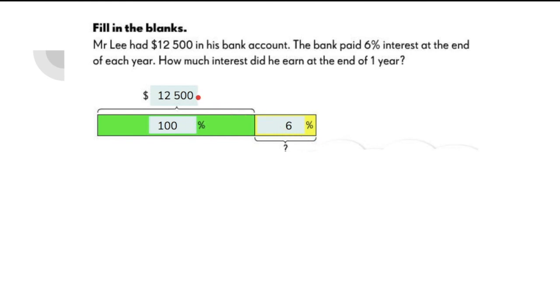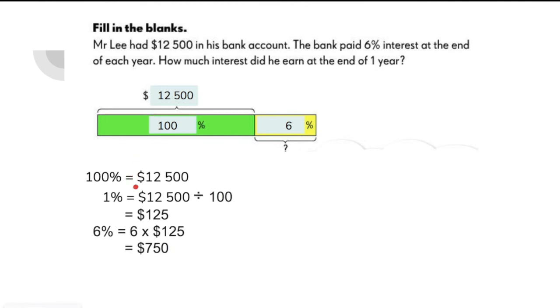So to get that, what is 100%? 12,500. What is 1%? 12,500 divided by 100, and you will get $125. And finally, get 6%. Just multiply 6 times $125, and this will give us an amount of $750. This is the amount of interest that Mr. Lee earned at the end of 1 year.